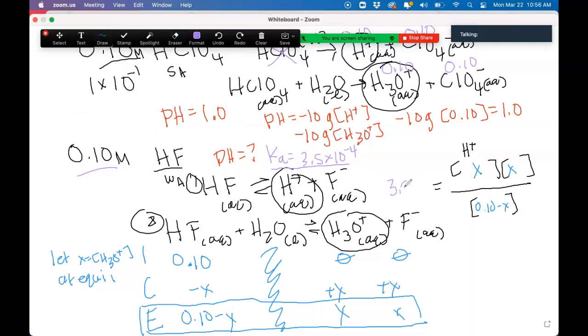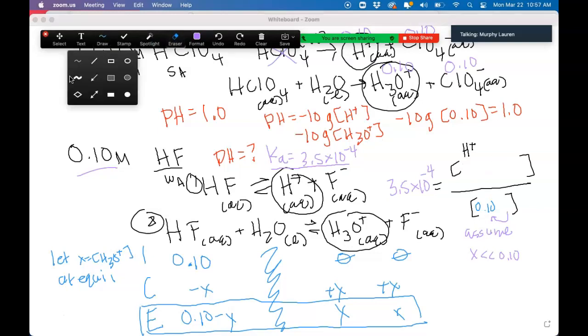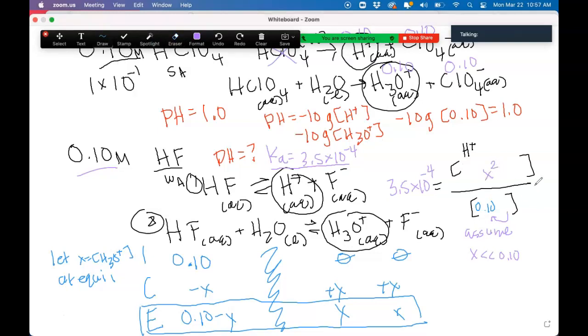All right, and then we do one more thing that helps us avoid the quadratic formula. Assume x is much smaller than the number you're subtracting it from. So in this case, it's 0.1. And that allows us to say, see you later, now I don't have to use the quadratic. X times x up top is what? X squared, right? So you multiply both sides by 0.1. Okay, and then you have x squared.